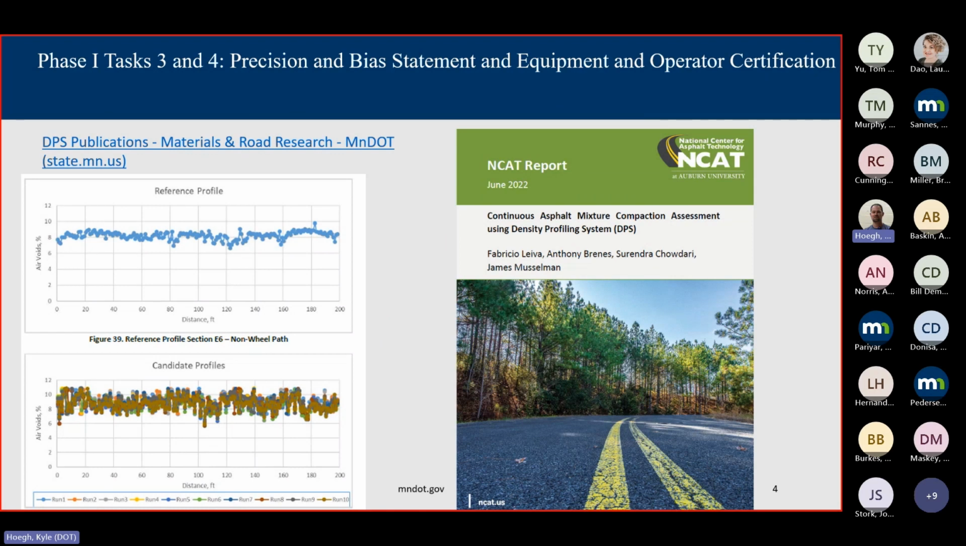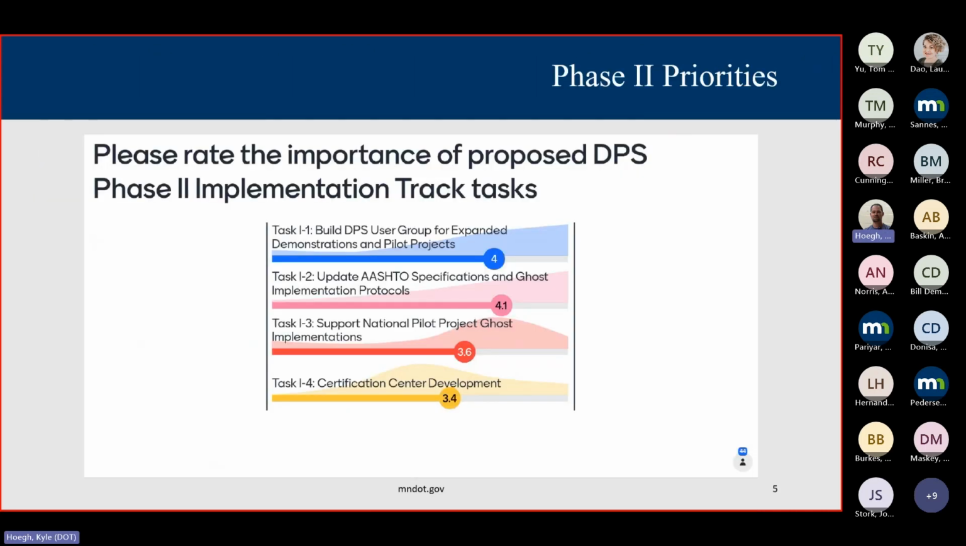Fabricio Leiva, formerly from NCAT, helped us out not only with the laboratory work, but also did some candidate and reference profiles to let us know, as this new technology and ways of collecting data is coming to the market, how can we evaluate it to make sure it's of the necessary quality and repeatability when we get it out there in the field. And then we put it to a vote to the members to see, okay, this is what we've done, where do we need to go from here with DPS to get more widespread deployment.